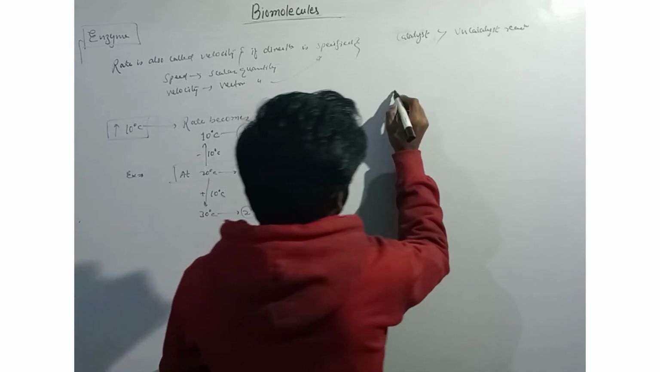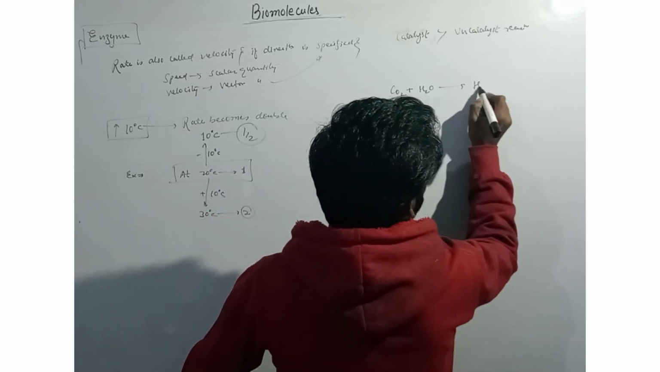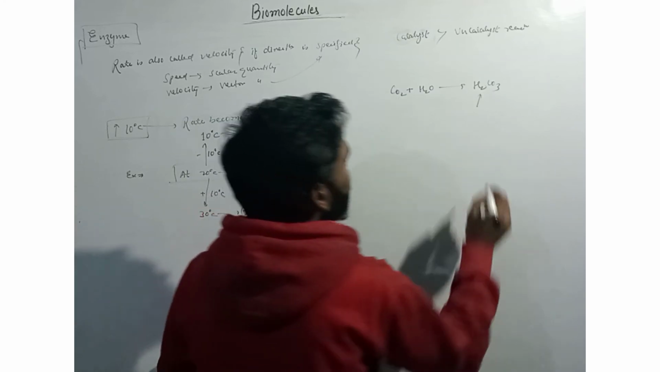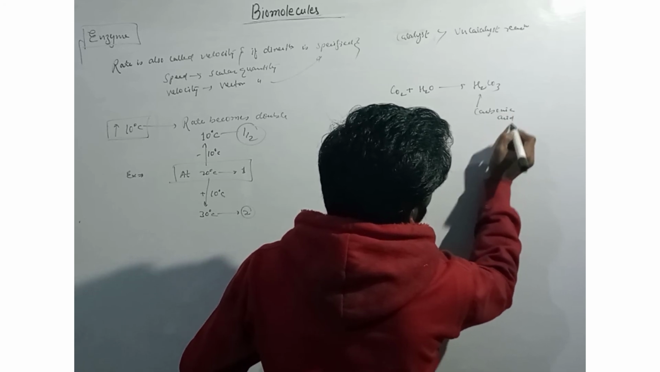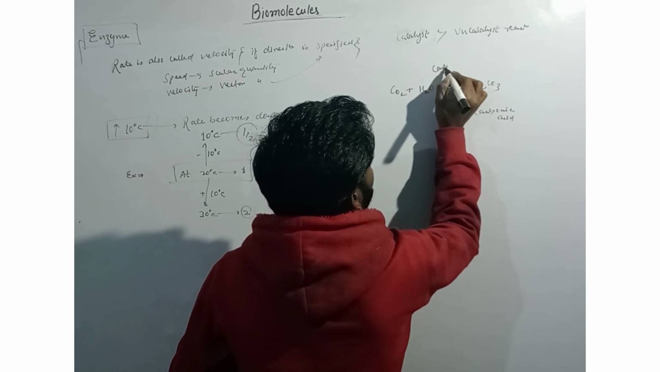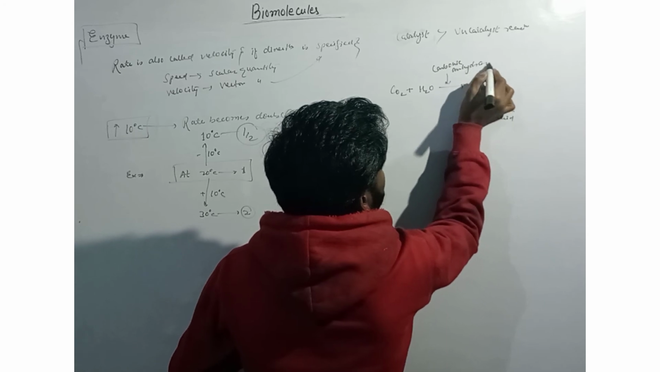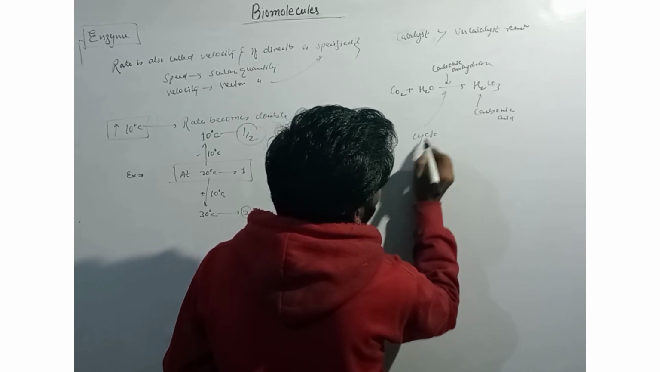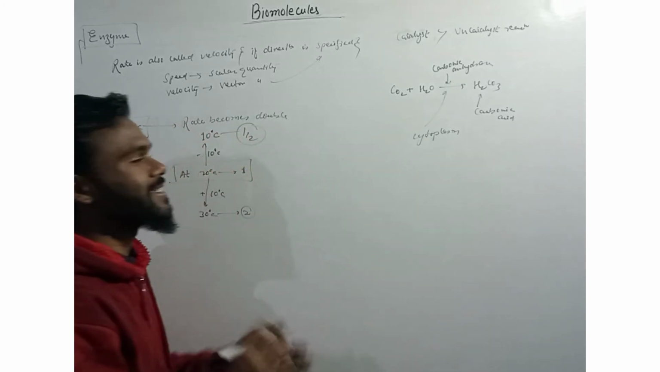We're talking about CO2 plus water molecules. It forms H2CO3, which is called carbonic acid, in the presence of carbonic anhydrase. Please remember, this reaction occurs in the cytoplasm. Now this is the reaction.